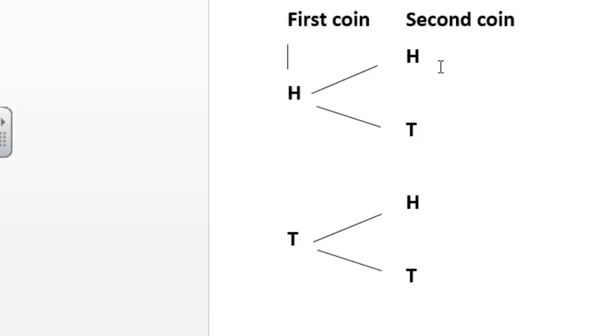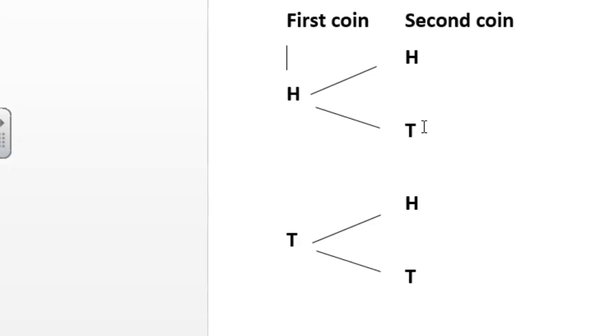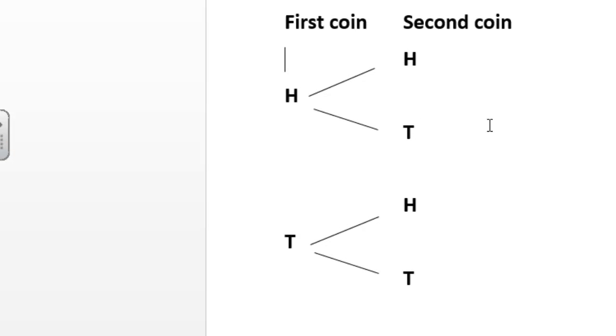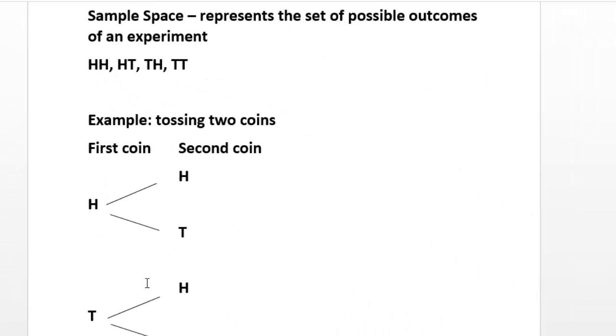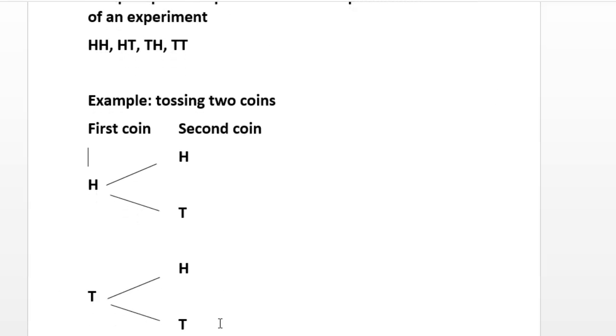If you total up the final column, right here, it will show you that there are 4 potential outcomes to this experiment. The same number of outcomes that are represented if you list them as we did at the beginning of the lesson. Here, HH, HT, TH, and TT.